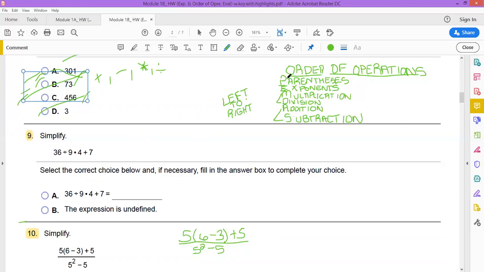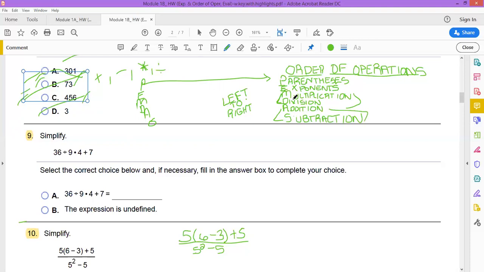Now, when you have more than one operation, to determine which step to take first, you would follow the order of operations. The order of operations we may remember as please excuse my dear Aunt Sally, or PEMDAS, P-E-M-D-A-S. P stands for parentheses. E stands for exponents. M stands for multiplication. D stands for division. A stands for addition. S stands for subtraction.